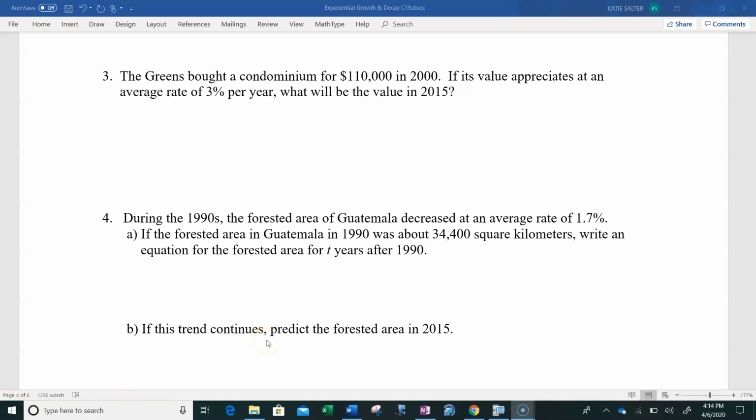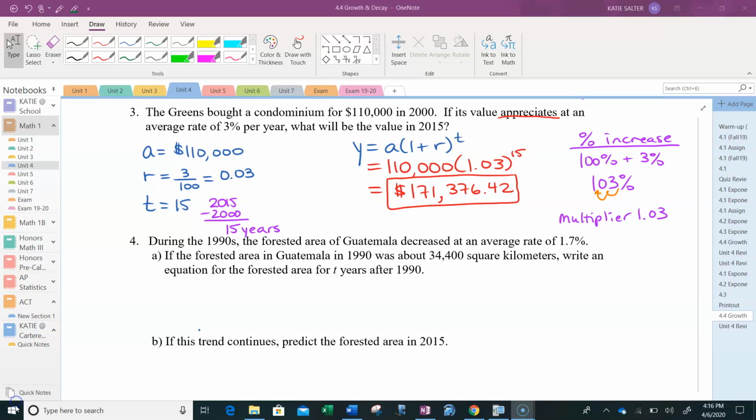All right, so the first problem says the Greens bought a condominium for $110,000 in 2000. If the value appreciates at an average rate of 3% per year, what will the value be in 2015? And remember, appreciates means to increase in value. Okay, so the initial value here is $110,000. The rate it's growing at is 3% per year, so 3 divided by 100 is 0.03, and the time that has elapsed is 15 years.